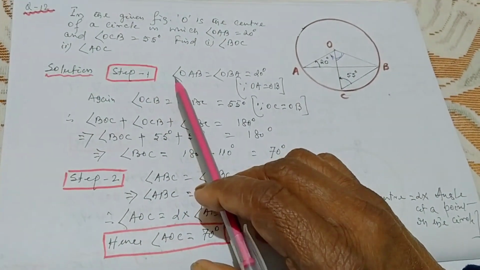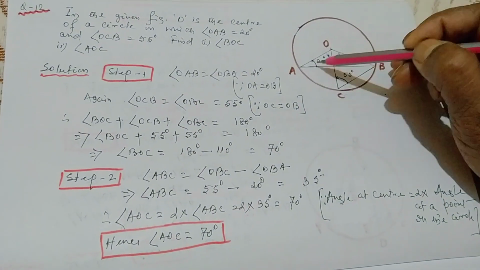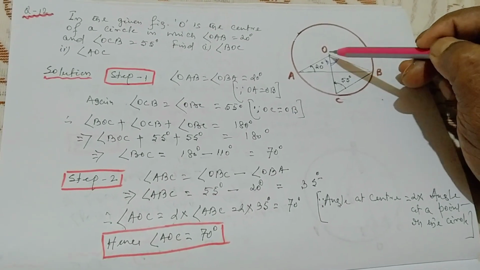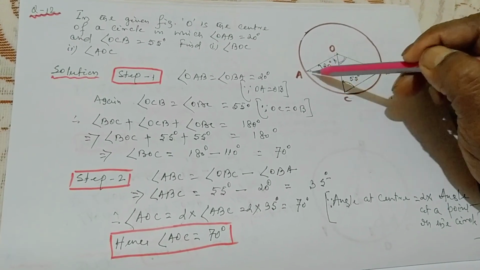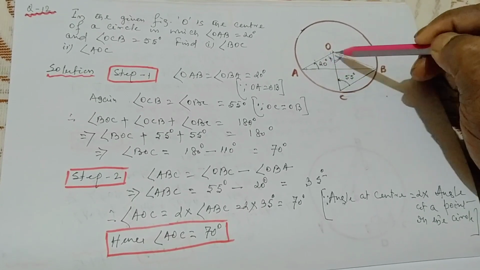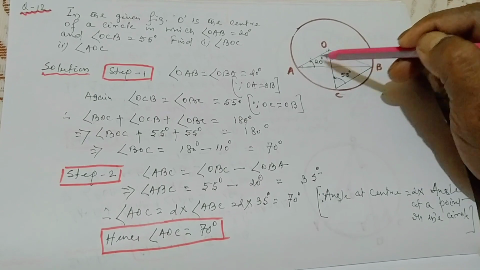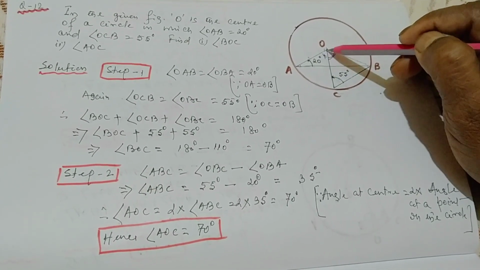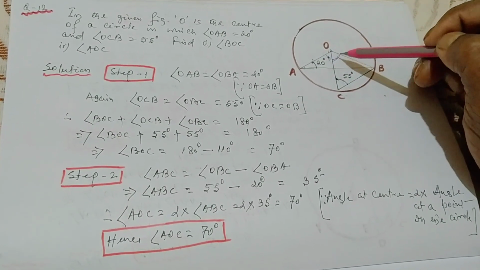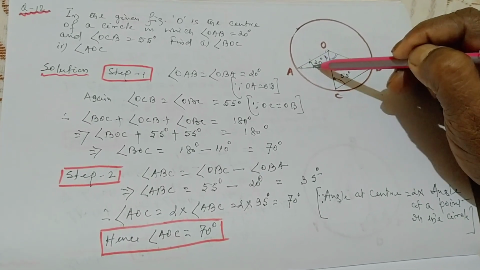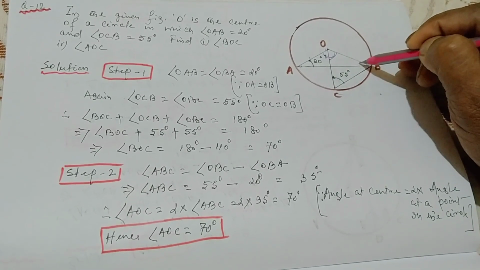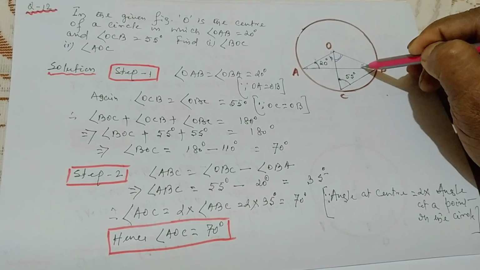Step 1, angle OAB, just observe the triangle OAB. This triangle is an isosceles triangle because these two sides are equal. OA and OB both are equal radii of the circle. That is why this triangle is isosceles triangle. So base angles must be equal. That means angle OAB is equal to angle OBA. These two angles, this is also 20 degree.